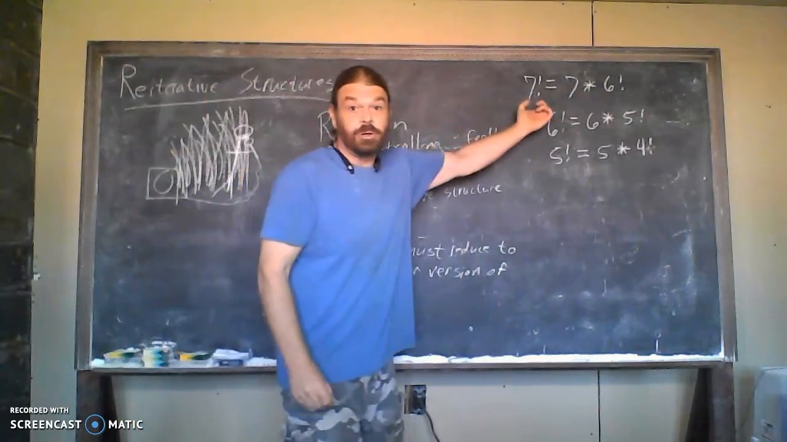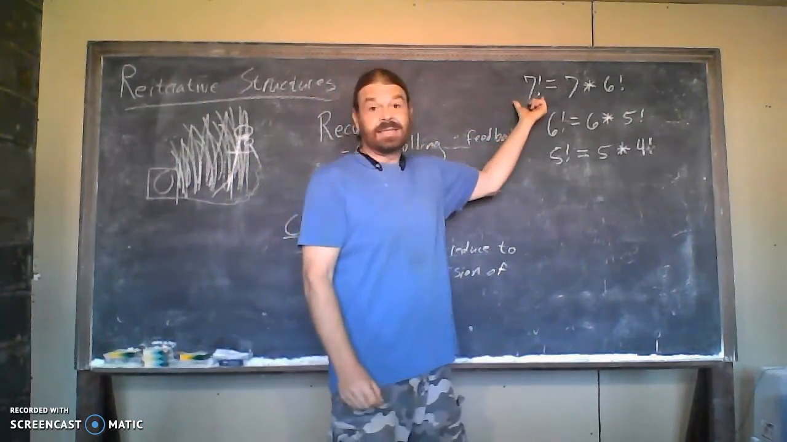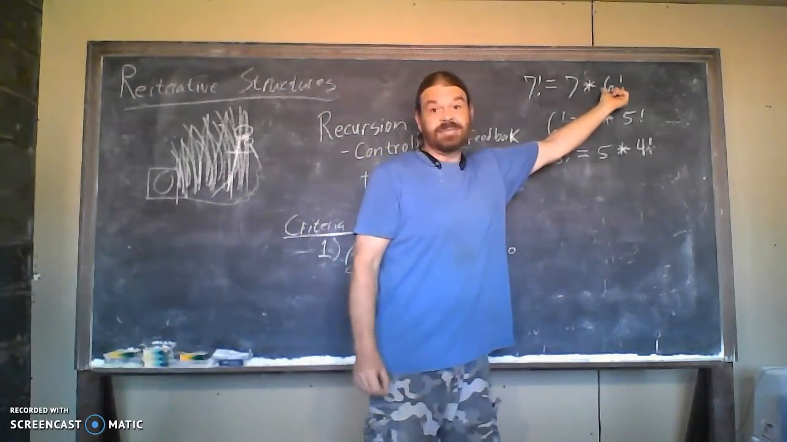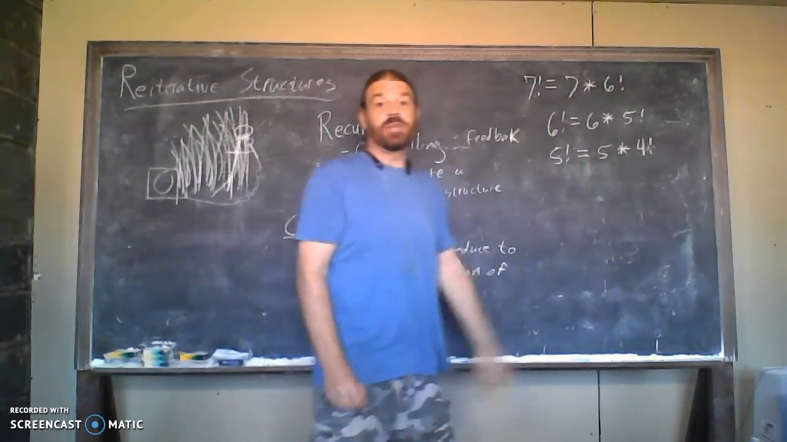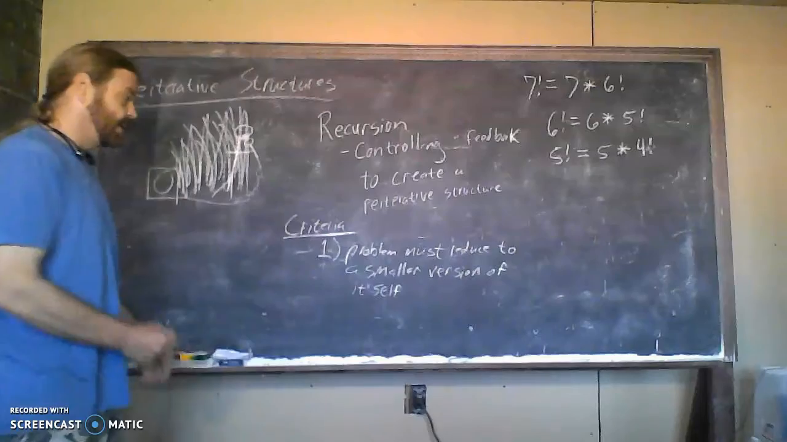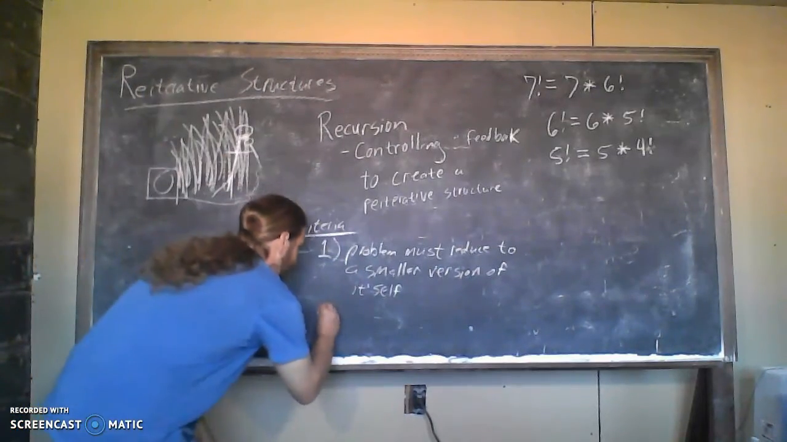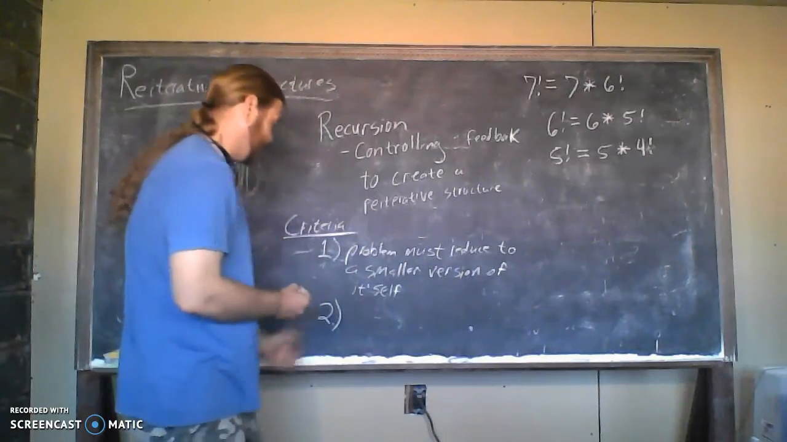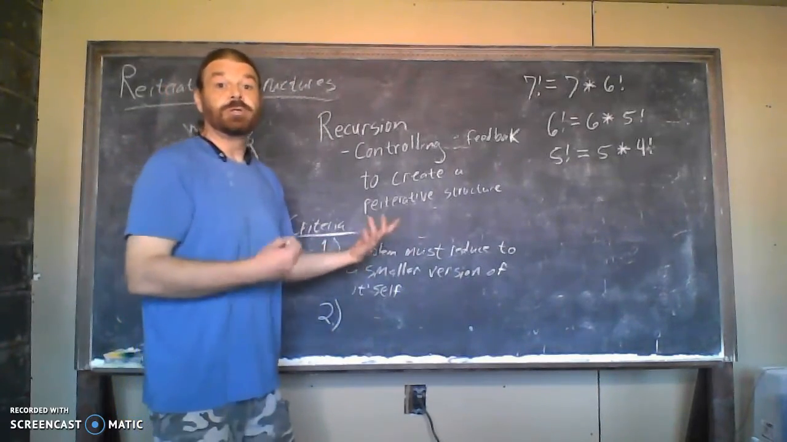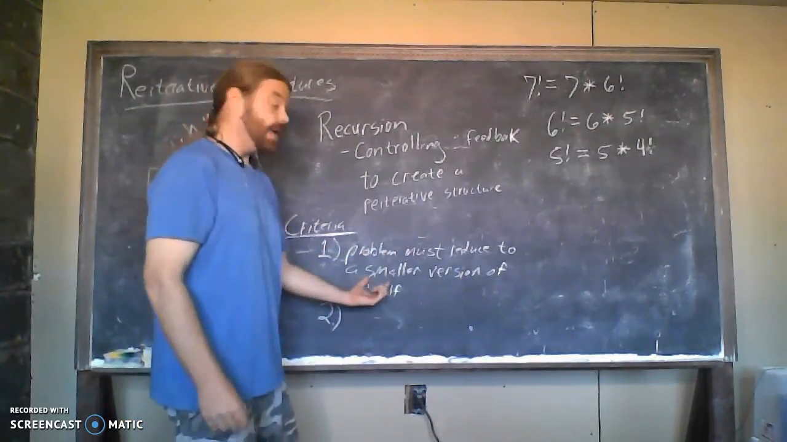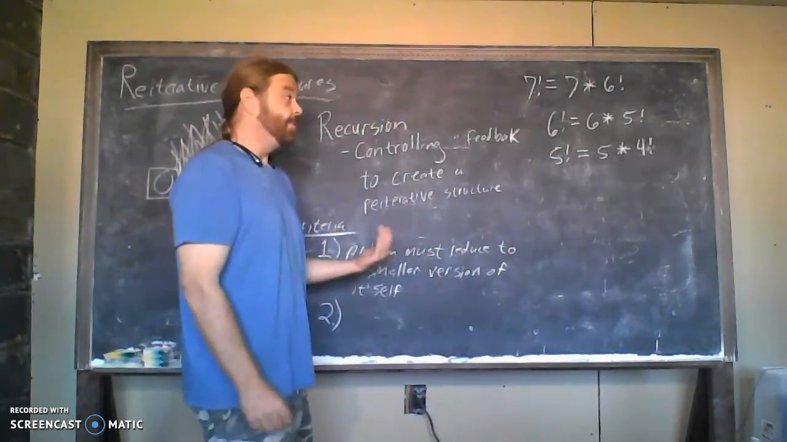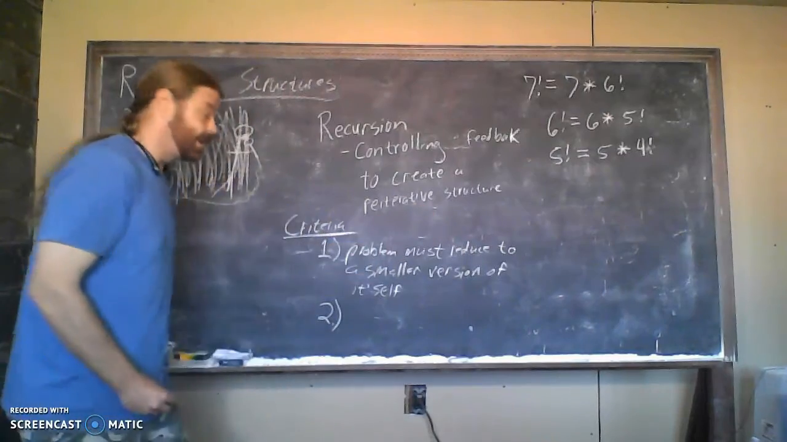So that's why factorials make a good example for this. Because 7 factorial can be reduced to 7 times 6 factorial. And 6 factorial is a smaller version of the original problem. Our other biggest criteria is that the problem must reduce to a base case. It can't do this indefinitely. It has to stop eventually. We have to eventually hit a final point to say we're done.